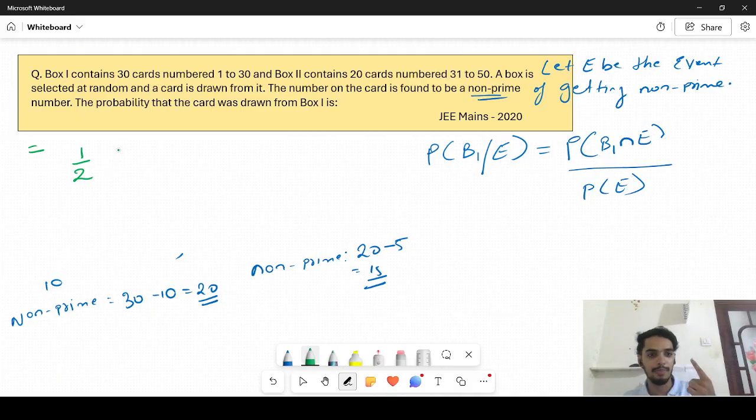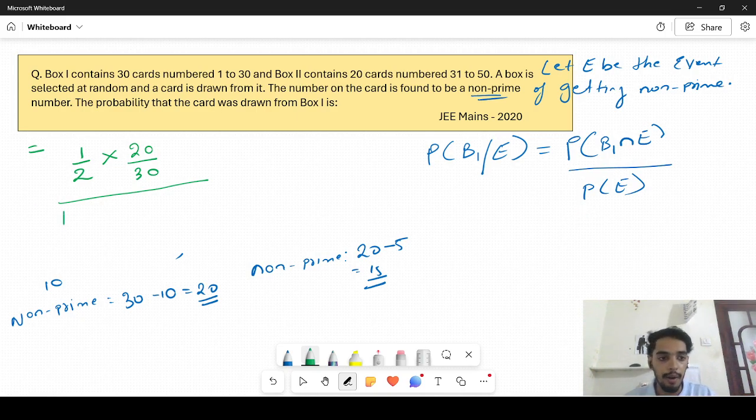Out of 2, 1. Intersection means multiplication only, right? And the probability of getting the event E. What is the event E? E be the event of getting a non-prime number. So from box 1, how many non-prime numbers are there? There are 20 out of 30. Divided by the whole thing, right? Total probability theorem.